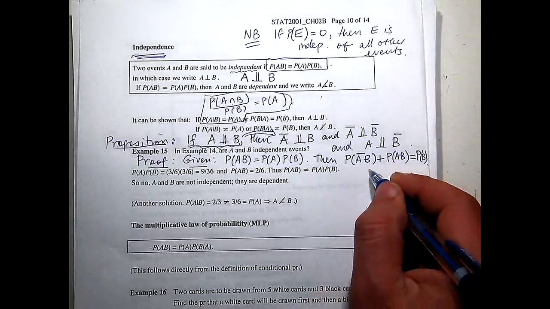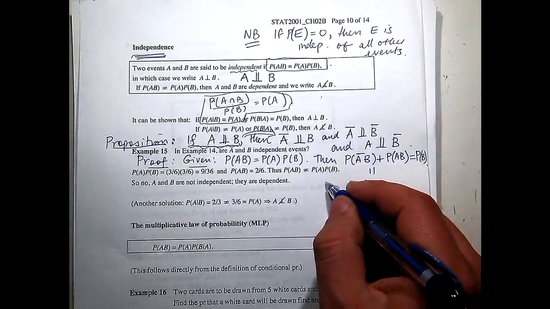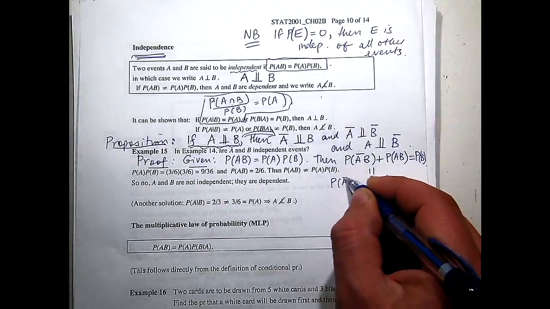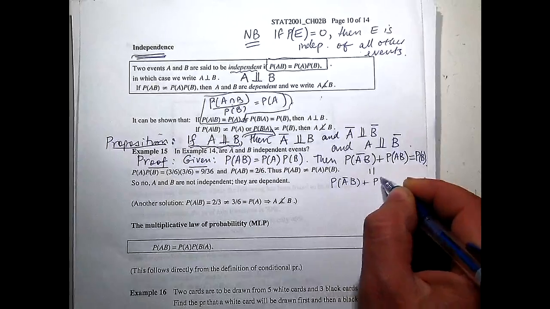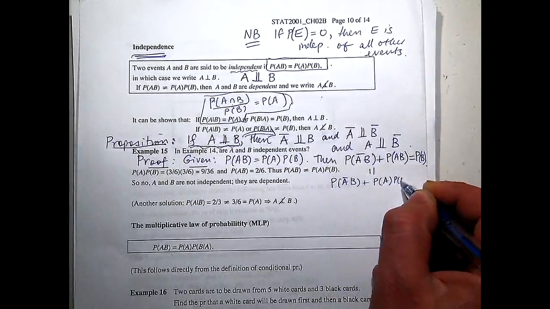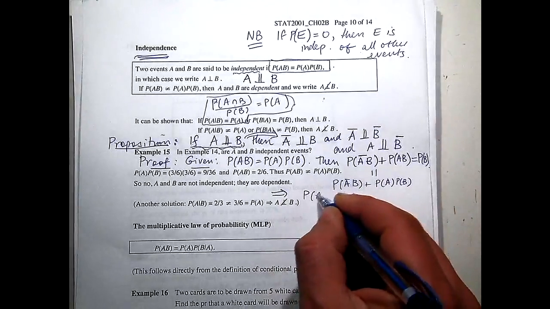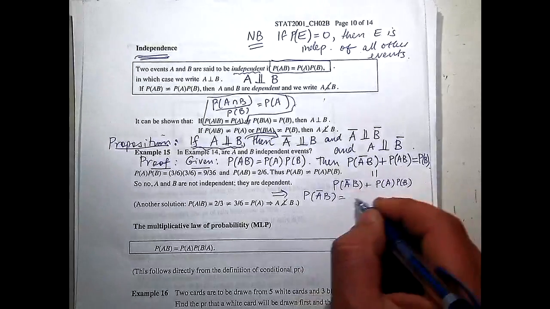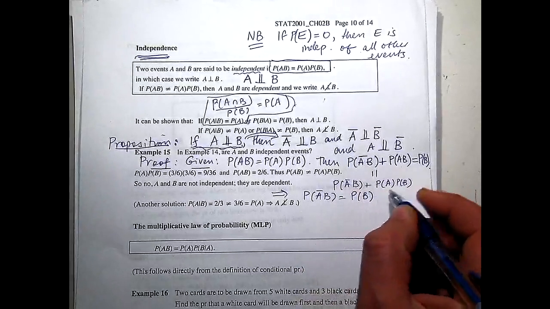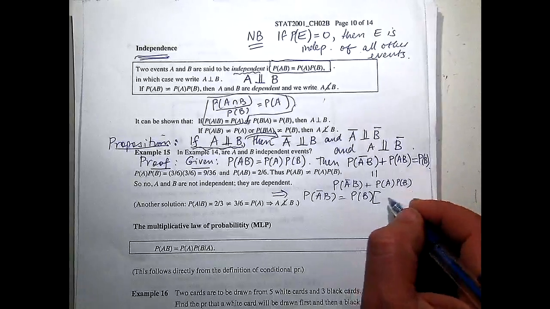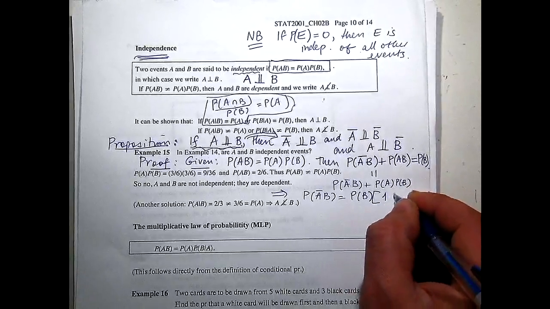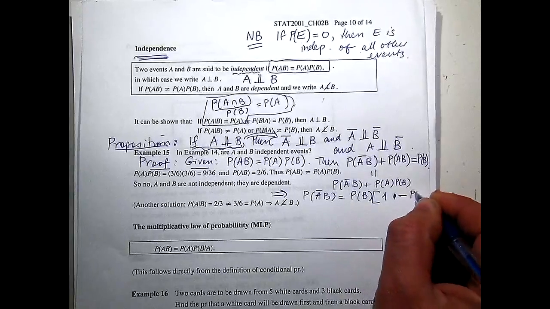But the left-hand side is equal to the probability of A complement B plus the probability of A times the probability of B. So the probability of A complement B equals, moving everything onto the right-hand side, the probability of B minus the probability of A times the probability of B. I'll take that as a common factor: the probability of B times 1 minus the probability of A.